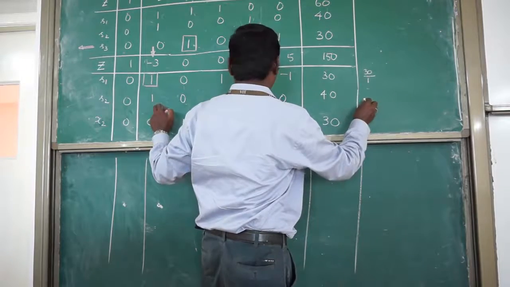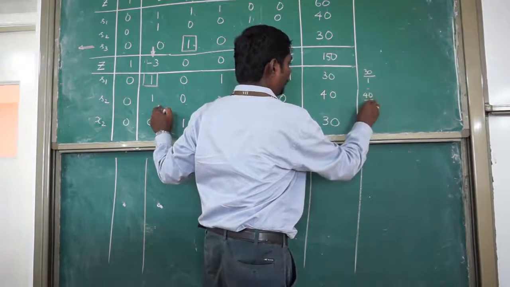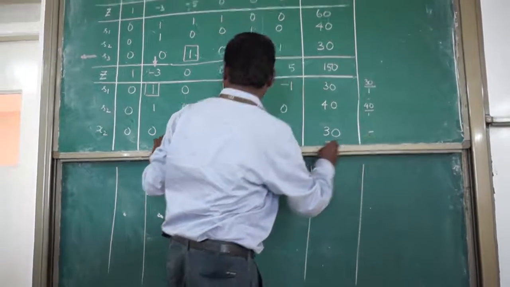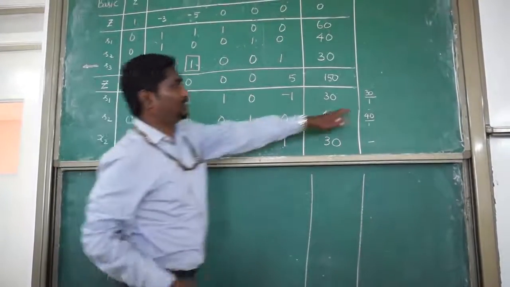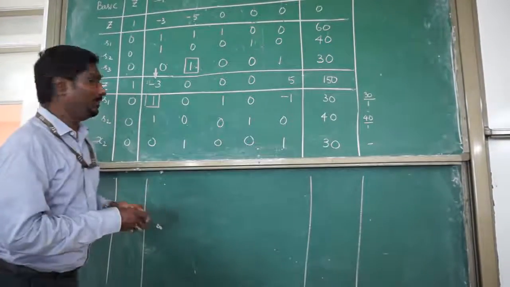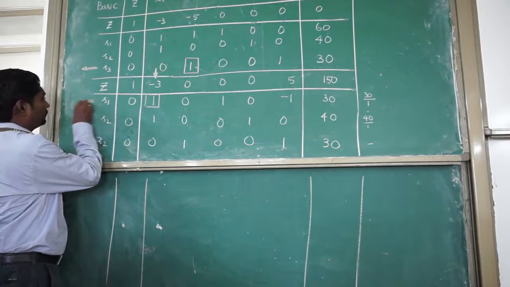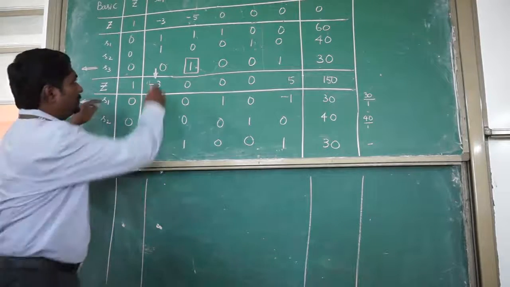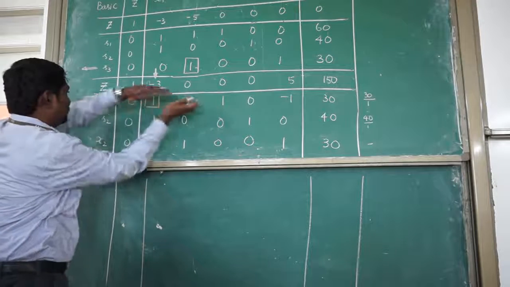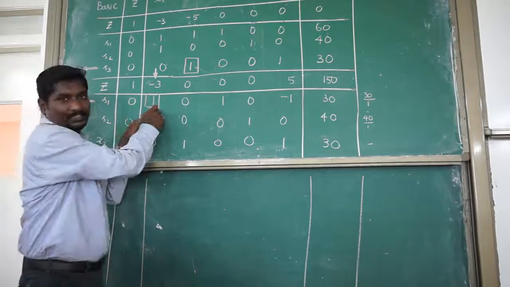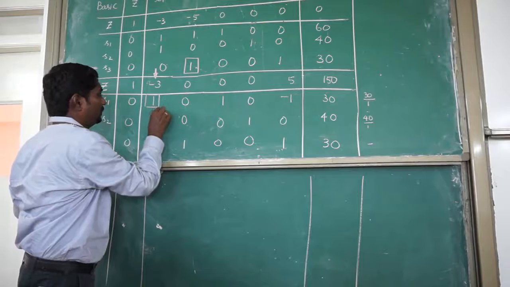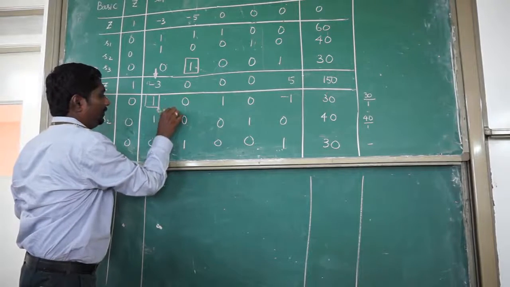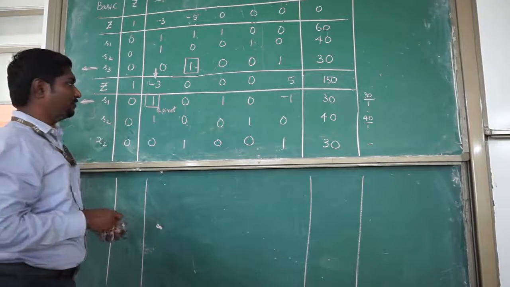So this is 30 by 1, and for this 40 by 1. Here we will not consider it, since the denominator is 0. So among these, this is the least value. So the leaving variable is s1. Leaving variable is s1 now, and this is the entering column, and this is the leaving row. The intersection is the pivot element. This pivot element we have to make 0 in the very next iteration.